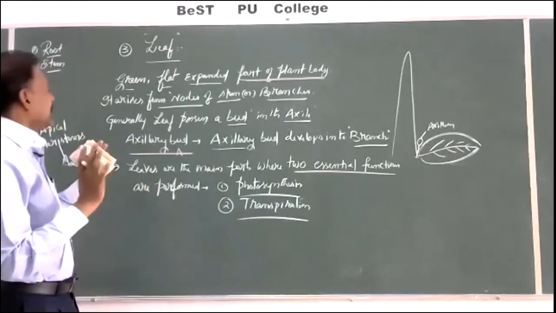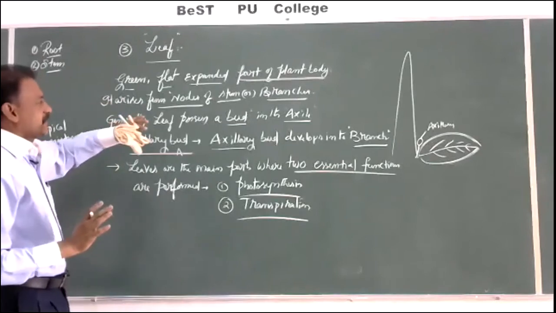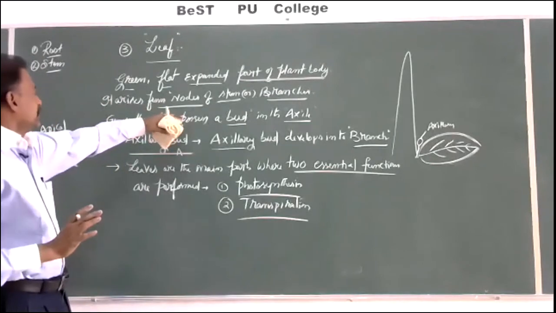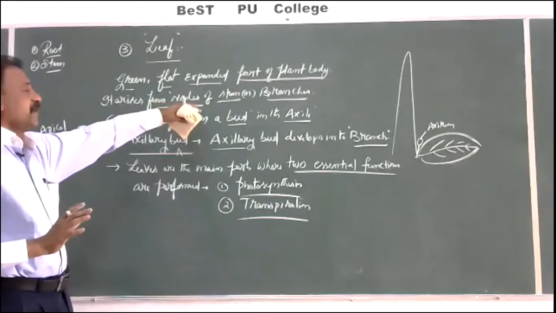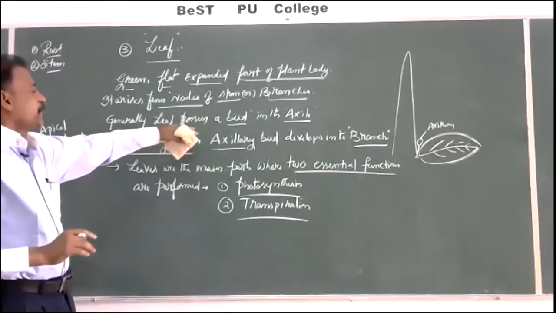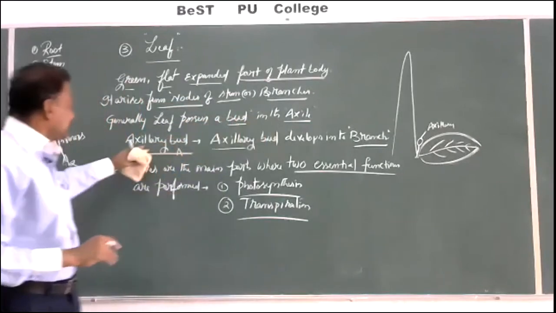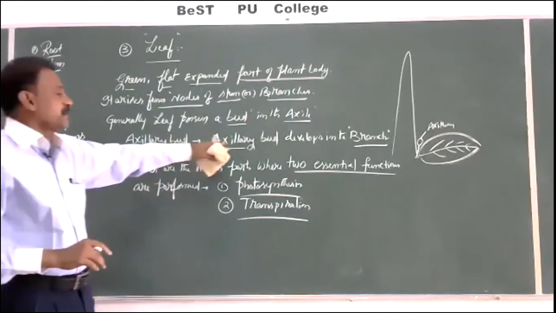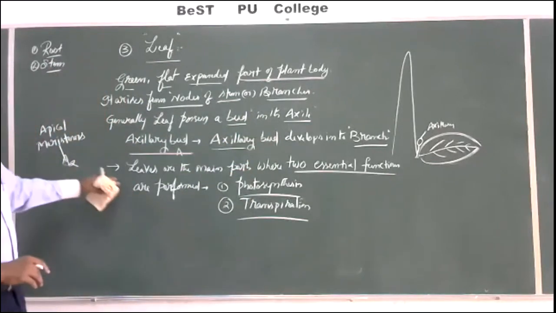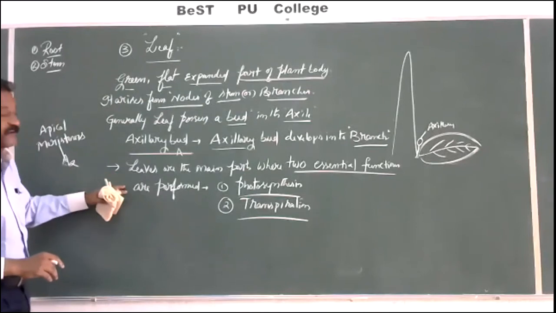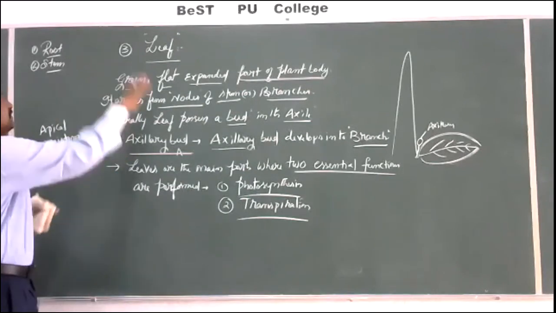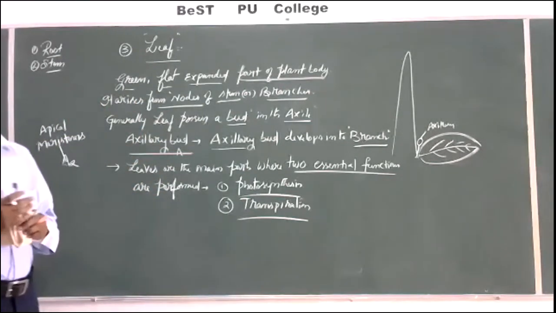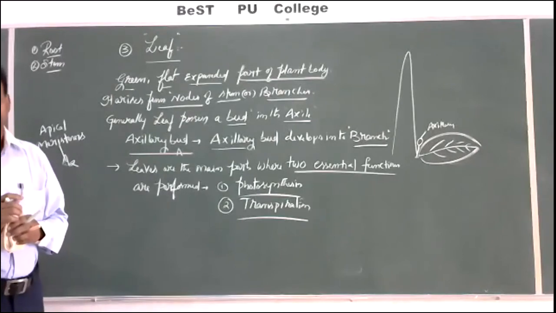So what are leaves? Green, flat, expanded part of the plant body. It arises from nodes of the stem or branches. Generally, leaf possesses a bud in the axil. This bud is called axillary bud. Axillary bud develops into branch. Leaves are main parts where two essential functions are performed. This is the concept of the first paragraph they have given on page number 69 on the leaf.